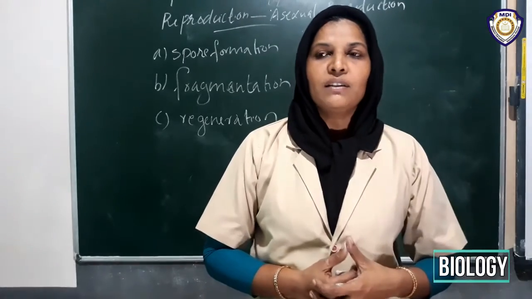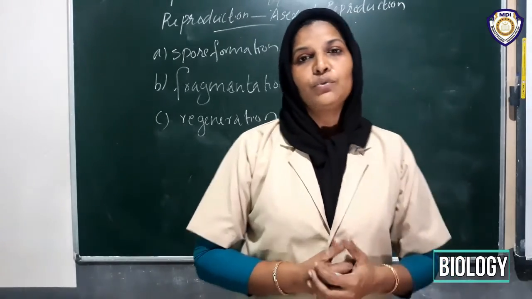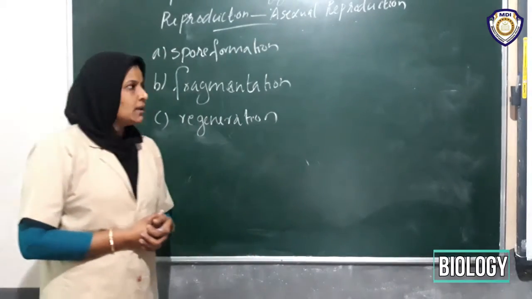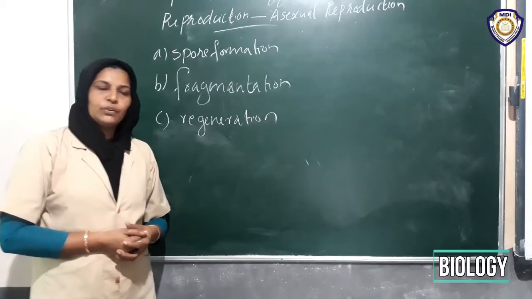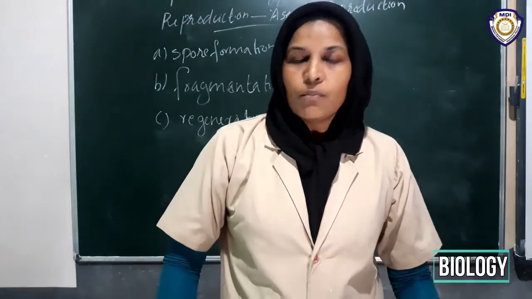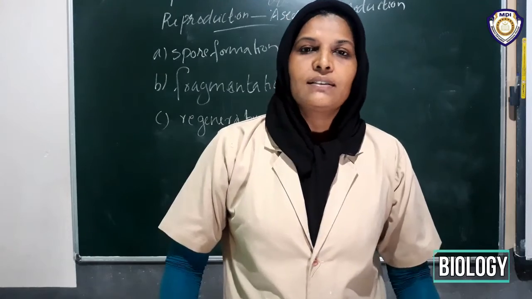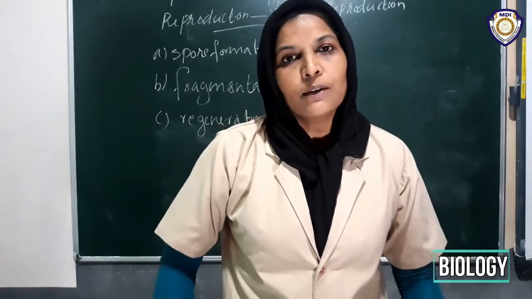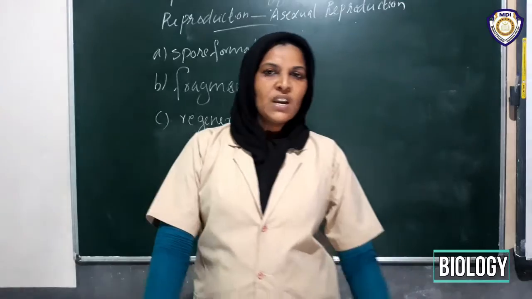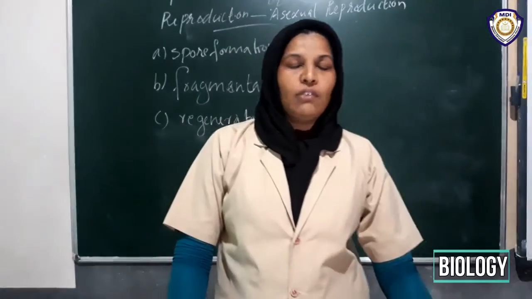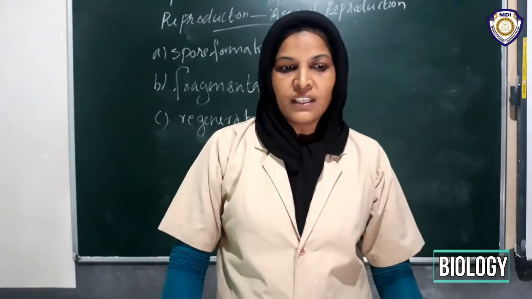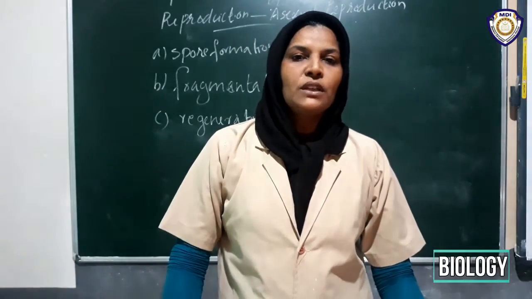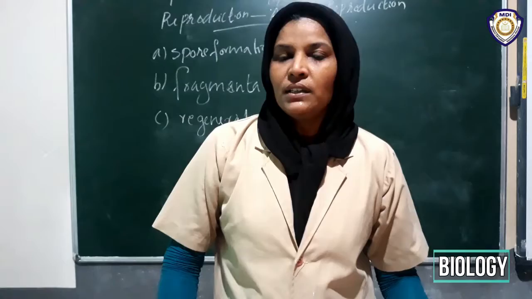Each fragment develops into or grows into another Spirogyra. Spirogyra is a multicellular organism. Do you know what a multicellular organism is? They consist of a number of cells, more than one cell. They are called multicellular organisms. In this organism, each fragment is capable of breaking into cells. These cells develop into or grow into an adult individual.